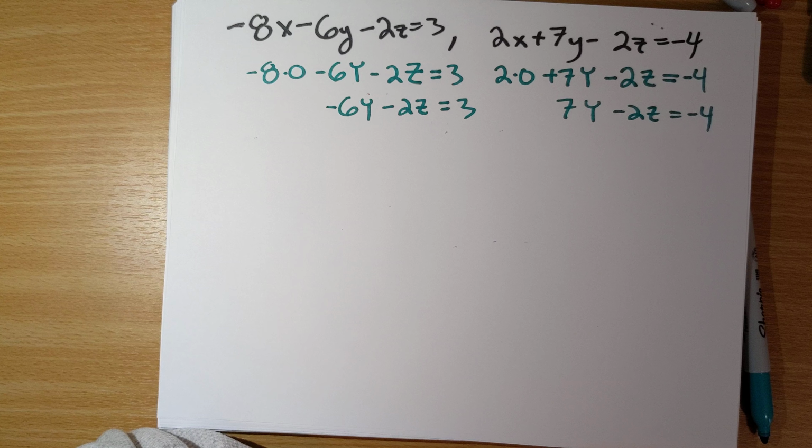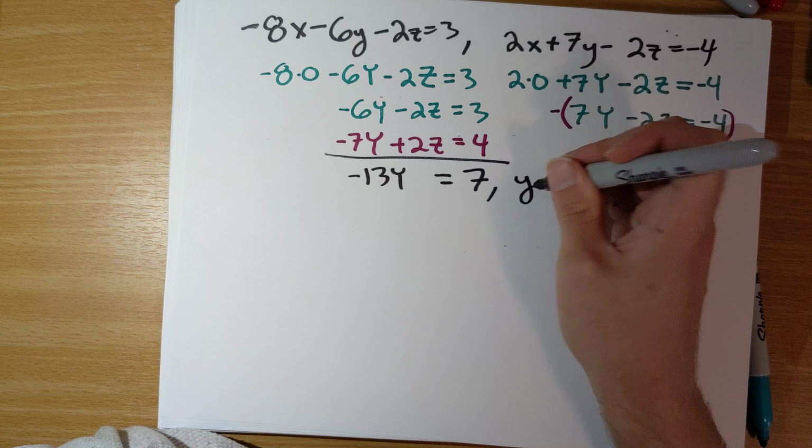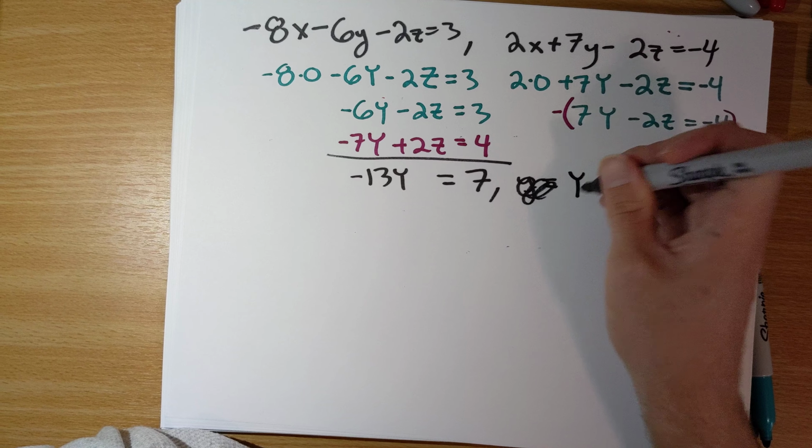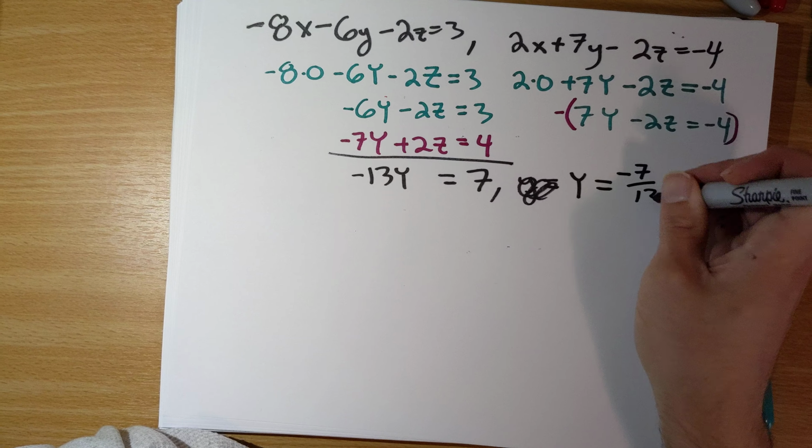There are different ways to do this. I'm going to do this with elimination. If I multiply this equation by minus 1, I get negative 7y plus 2z is equal to 4. And then I'm going to add together these two equations to get negative 13y is equal to 7. So that shows us that y is equal to negative 7 over 13.